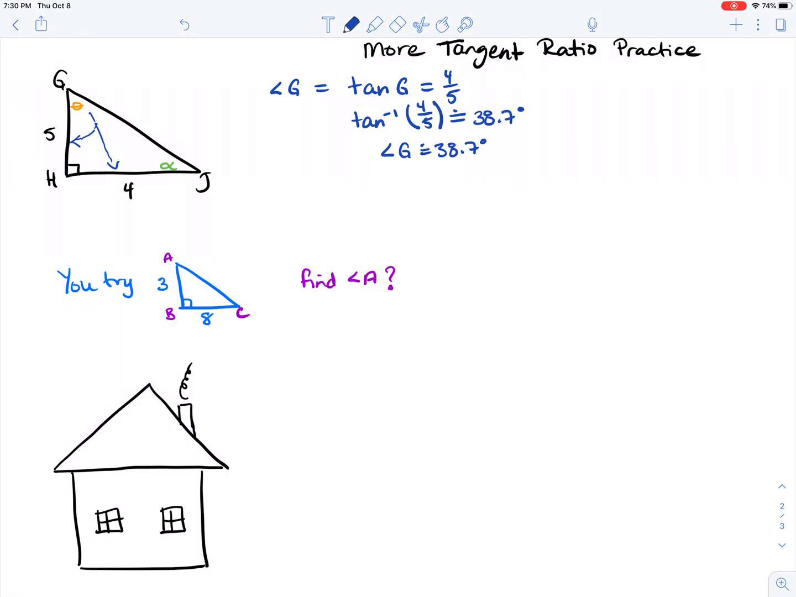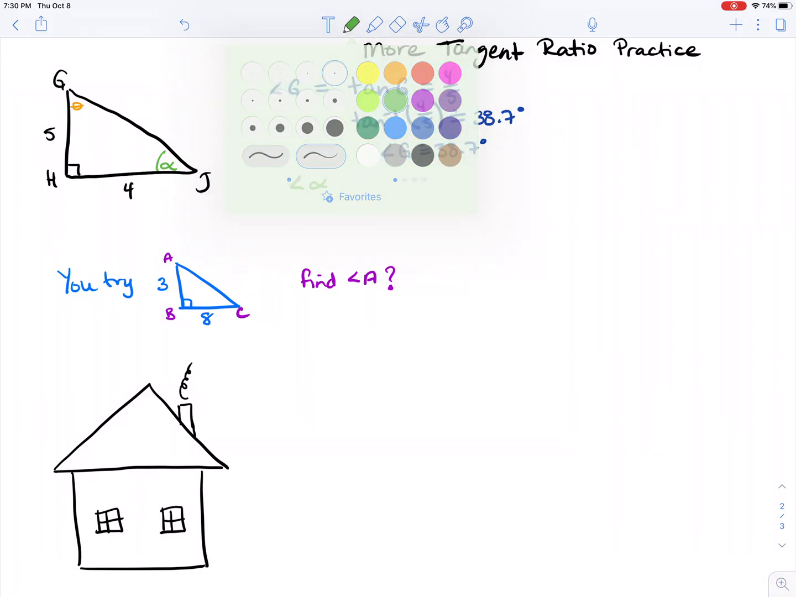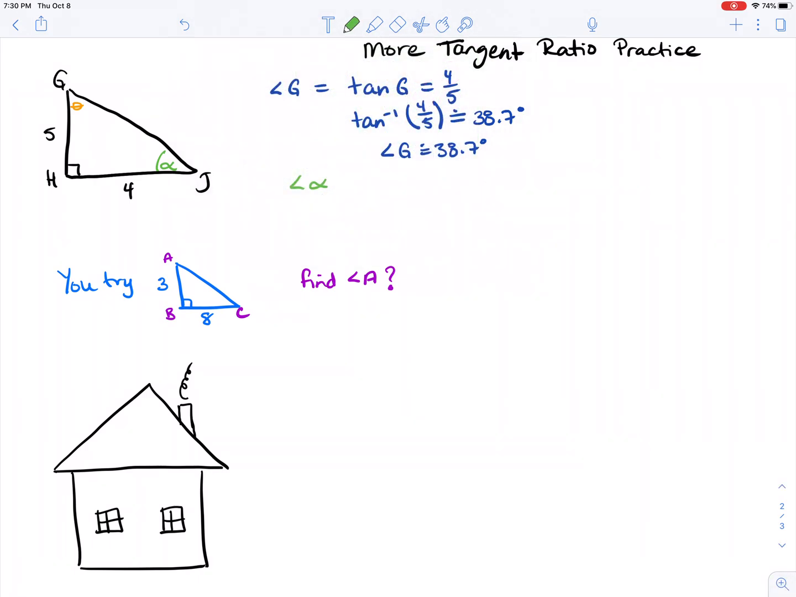But what if I asked you to find angle alpha? And there it is, right there. Which one is the opposite? Well, let's look at our triangle. Let's draw our triangle back in. So for angle alpha, the opposite now is 5, and the adjacent is 4.